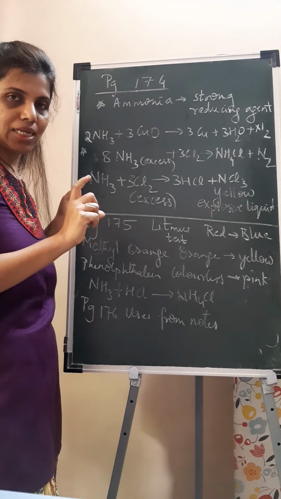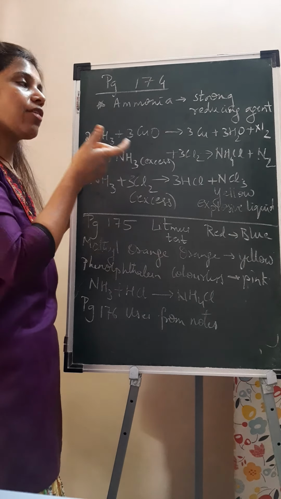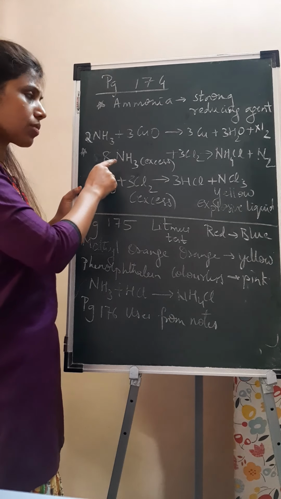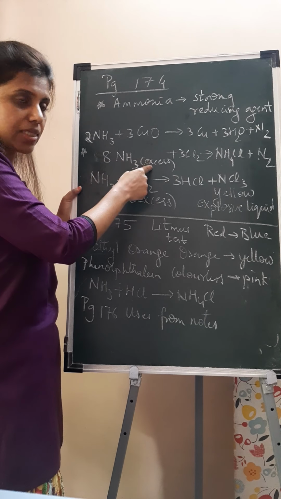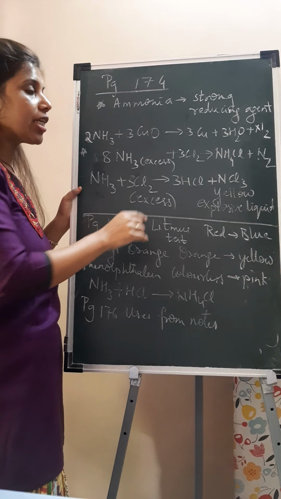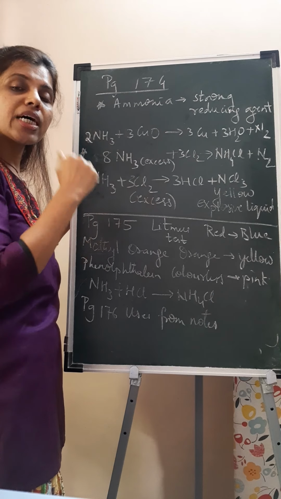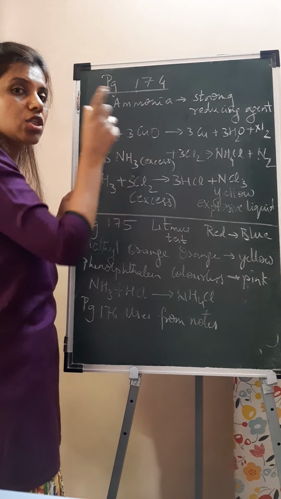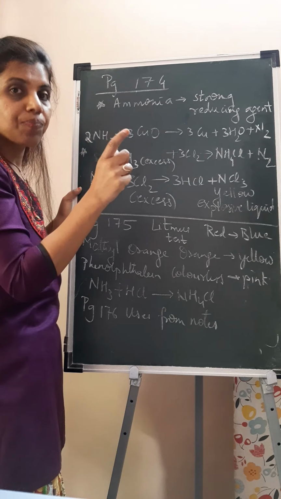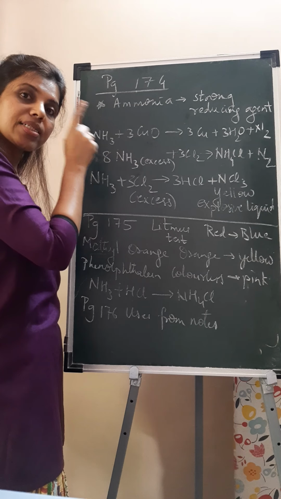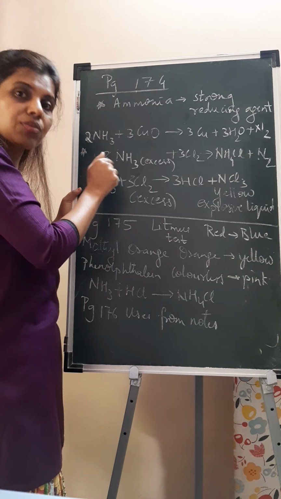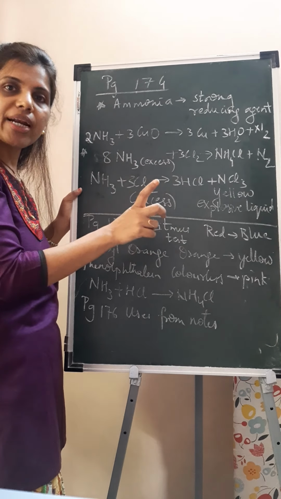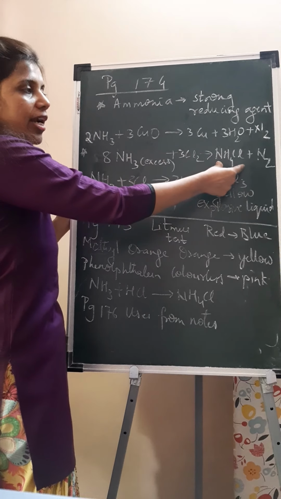After that, what happens when ammonia reacts with chlorine? If ammonia is in excess, what will be the product? And if chlorine is in excess, what will be the product? This you should know with the equation. When ammonia is in excess, as ammonia is a reducing agent, it will reduce this chlorine. Reduction means addition of hydrogen also. So it will add hydrogen over here. What will be the compound formed? HCl. Now this HCl, as ammonia is in excess, will react with ammonia. As you know, when ammonia reacts with HCl, you get ammonium chloride. So ammonium chloride will be formed.